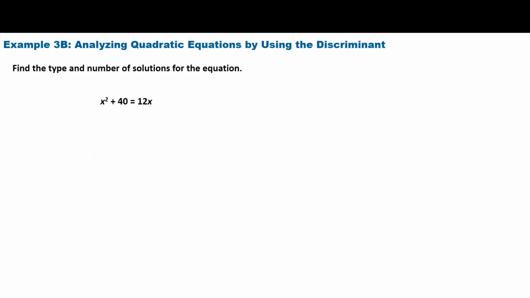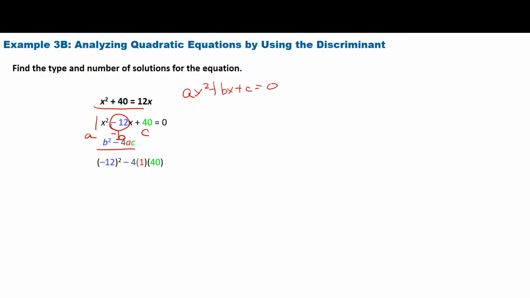This one again, we're going to take a look at this one and find out the solution. So first thing we have to do is get it written into ax squared plus bx plus c format. And then we'll set it equal to 0 because we're solving for zeros. So there it is. Our a is 1, b is negative 12, and our c is 40. All right. And so there's our discriminant b squared minus 4ac. We're going to substitute our a, b, and c in there.